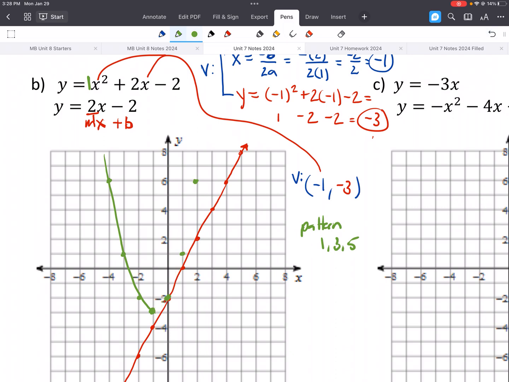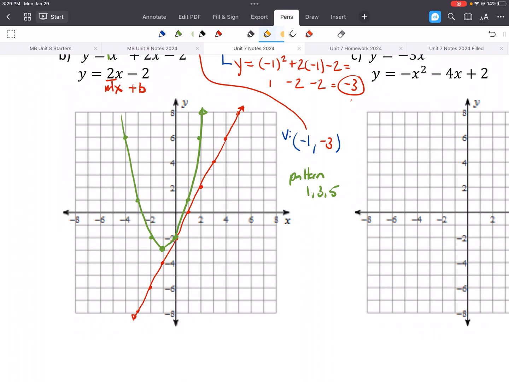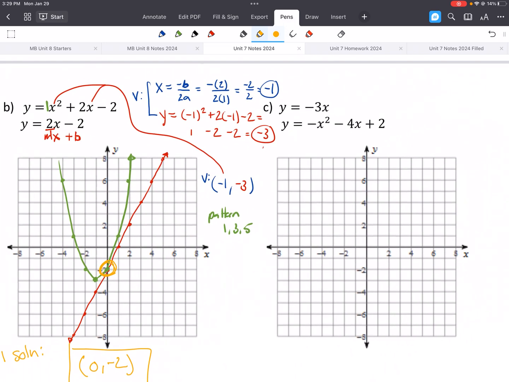Oops, I probably want to be more careful when I do this part. Okay. So this has one intersection. I'm going to circle that. So this would be at (0, -2). So one solution.